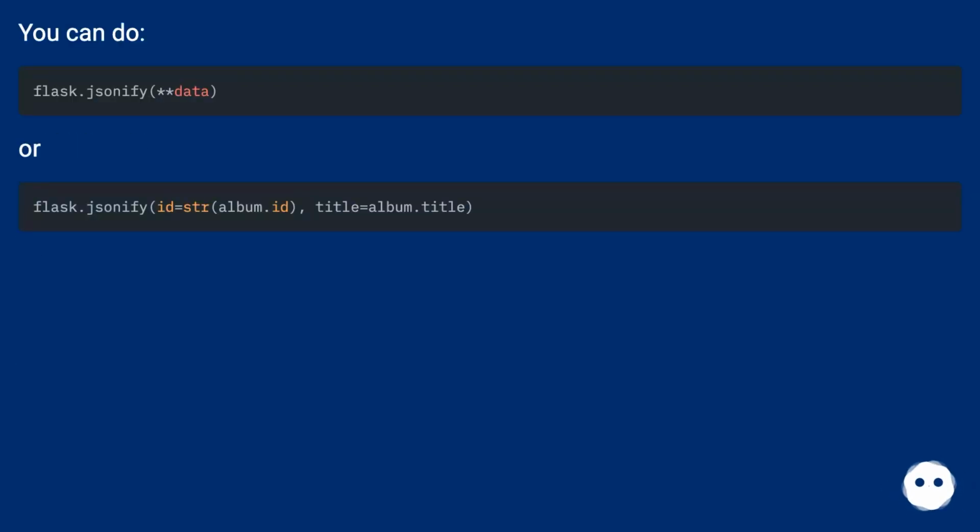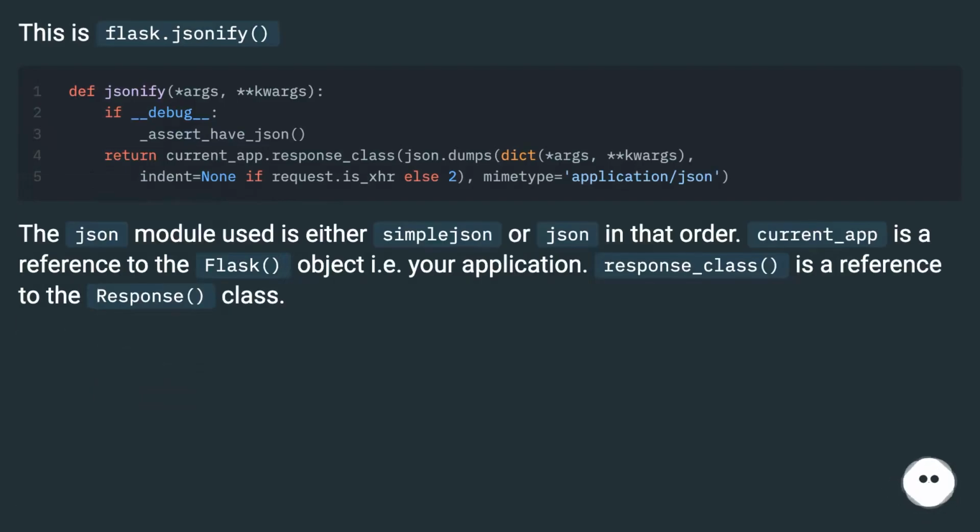You can do or This is flask.jsonify. The JSON module used is either simplejson or json, in that order. current_app is a reference to the Flask object, i.e. your application. response_class is a reference to the response class.